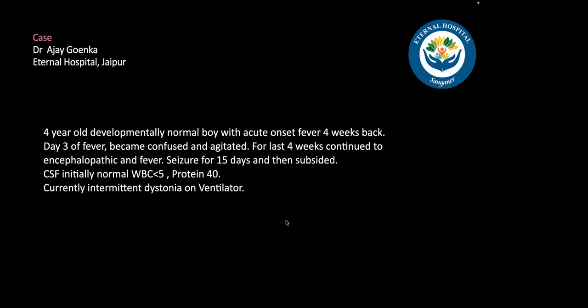CSF initially was normal. WBC was less than 5, protein 40. And intermittent dystonia on ventilator. We just extubated him yesterday. Okay. So the scan was 4 weeks into illness. When was the scan timeline?